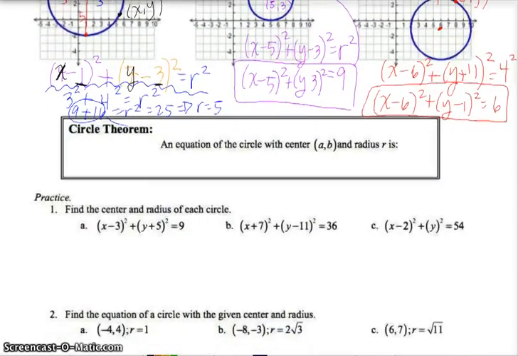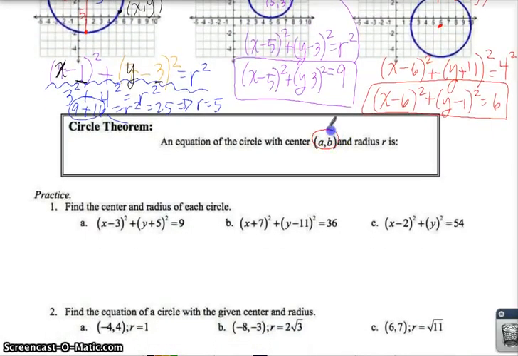So the general formula then, if the center is (a, b) and the radius is r, would be (x - a) squared plus (y - b) squared equals r squared, where a and b represent the center and r represents the radius.